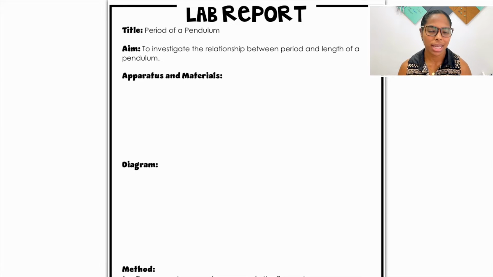I already typed in the title, period of a pendulum. Now our aim is to investigate the relationship between period and length of a pendulum. We knew that from our last video.